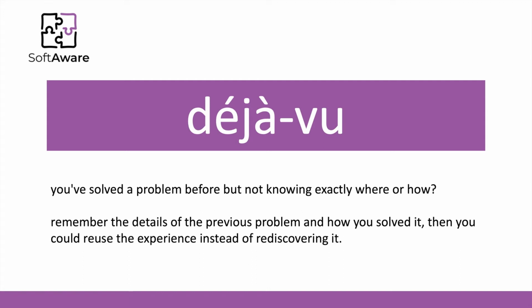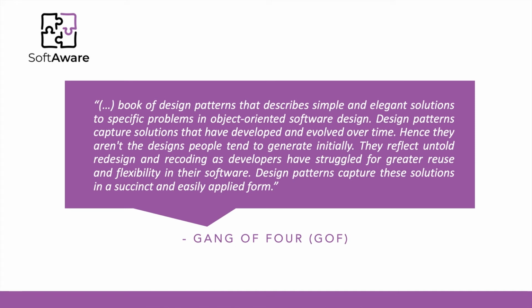According to the Gang of Four, GOF, a software design pattern is a simple and elegant solution to a specific problem in object-oriented software design. Patterns capture solutions that have developed and evolved over time, so they aren't the designs people tend to generate initially. They imply redesign and recoding in a struggle for greater reuse and flexibility in software. Design patterns capture these solutions in a succinct and easily applied form.